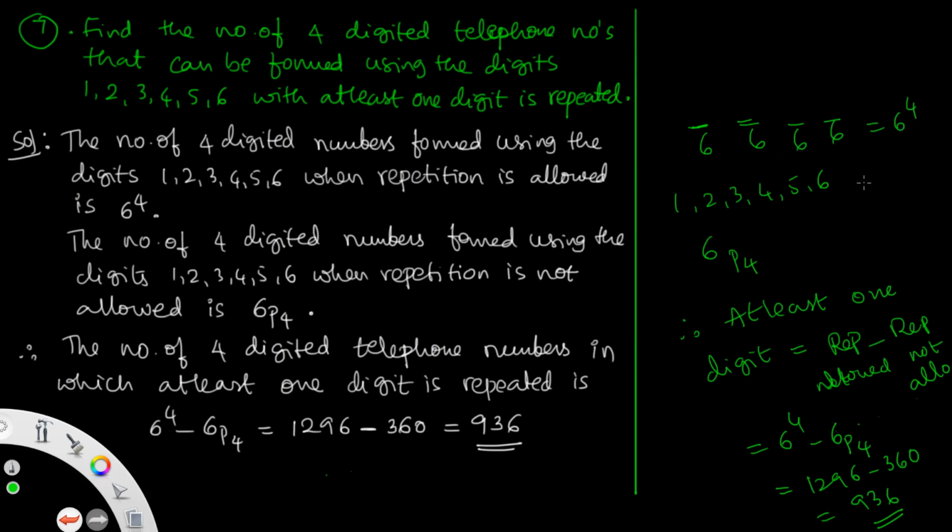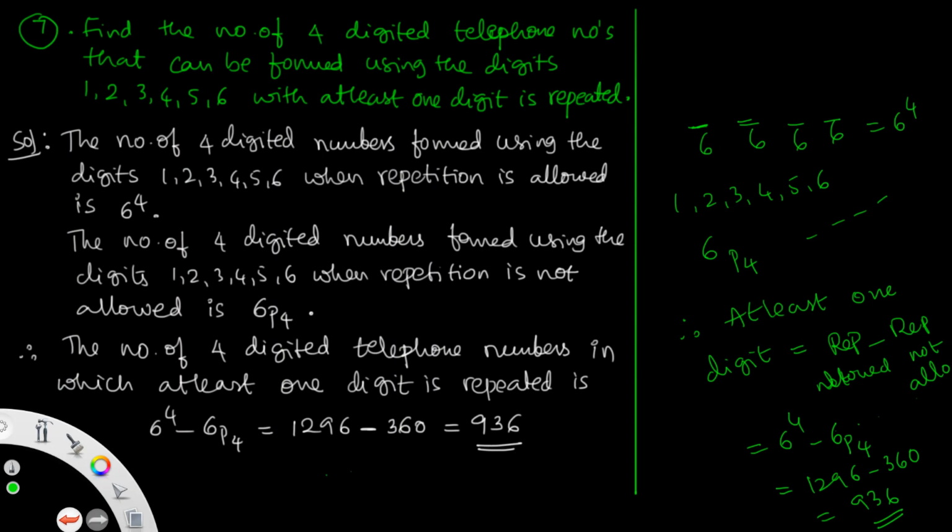But for forming a 4-digit number using the given digits when repetitions are not allowed, we have 6 digits to form a 4-digit number. This can be done in 6P4 ways. But the question asks that at least one digit is repeated. So that means repetitions allowed minus repetitions not allowed. So we get at least one digit repeated. Therefore 6 power 4 minus 6P4 numbers. So the total value here is 936. This is the way to find the number of ways. So write all those explanations.